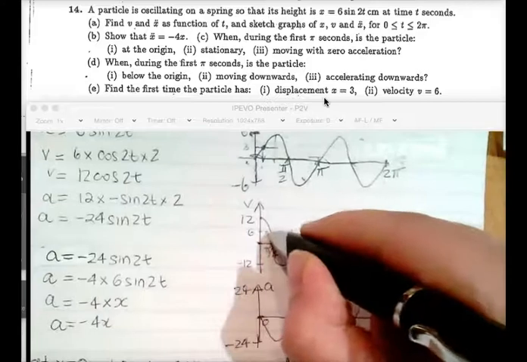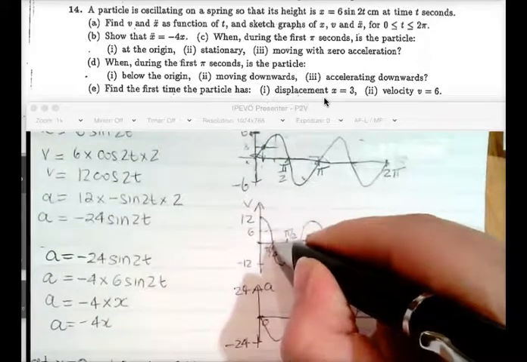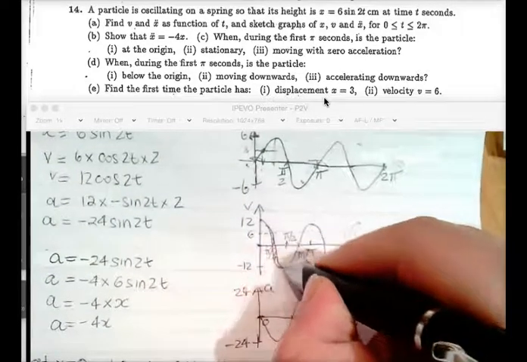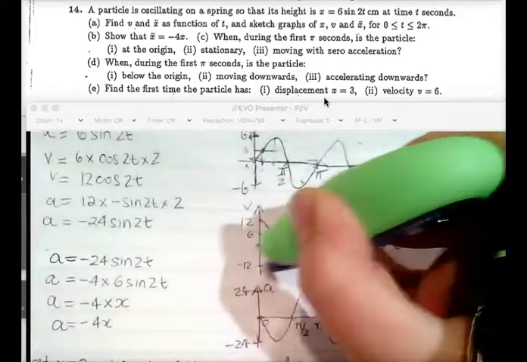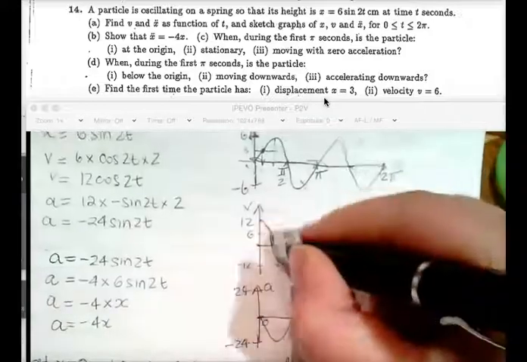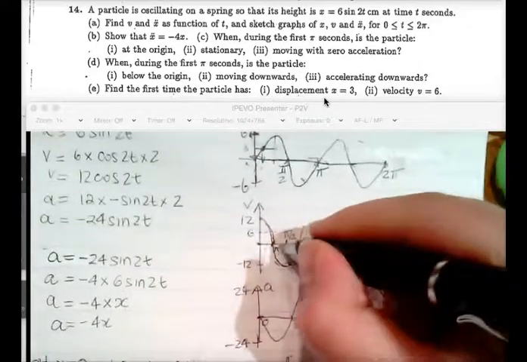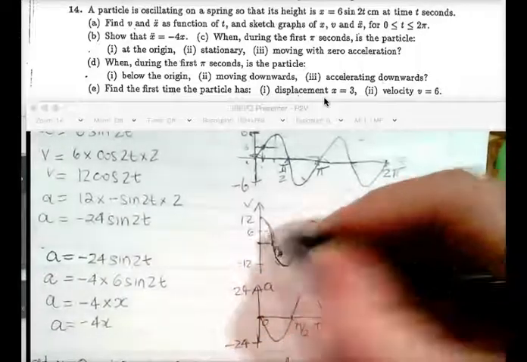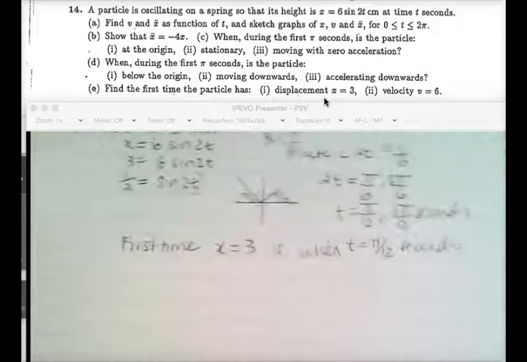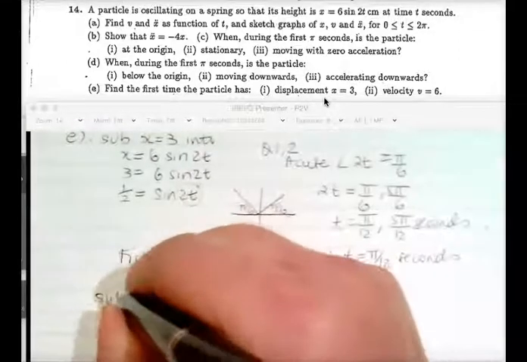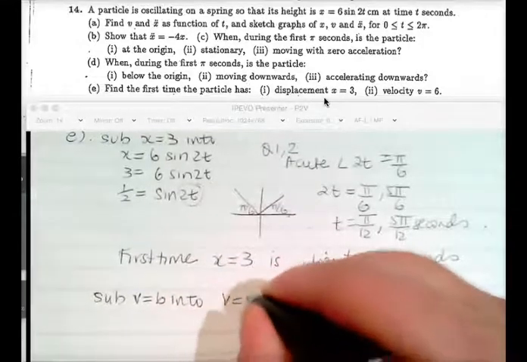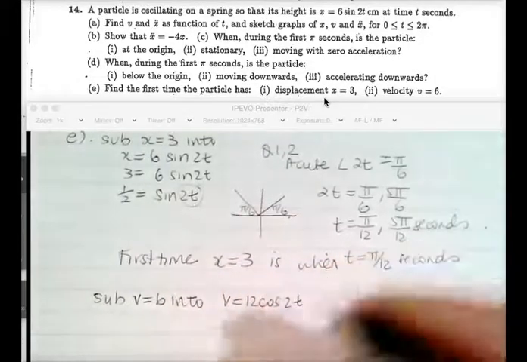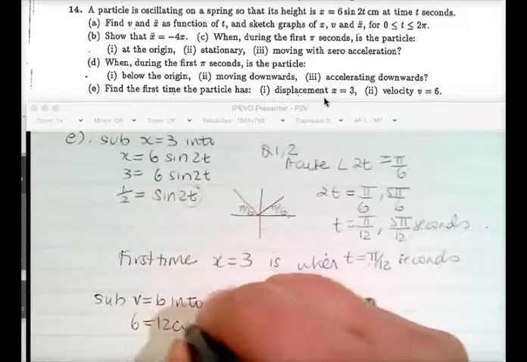Okay, now it's pi on 4. This isn't the best curve, okay? Should really be looking more like that, okay? Now, velocity at time pi on 4 is 0. So at pi on 4, velocity is 0. So we're expecting it before pi on 4 seconds as well. So we're going to substitute v equals 6 into the velocity equation, which is v equals 12 cos 2t. And we get that 6 equals 12 cos 2t.